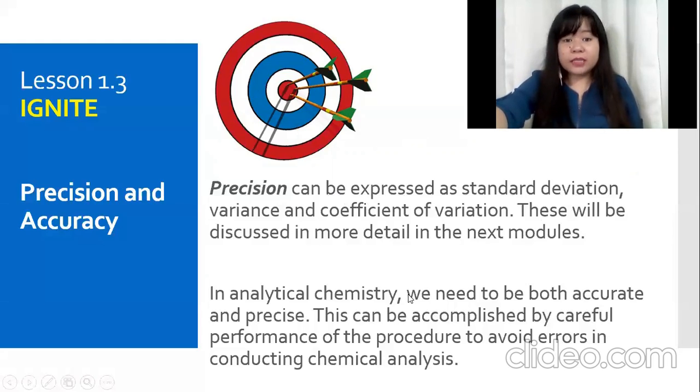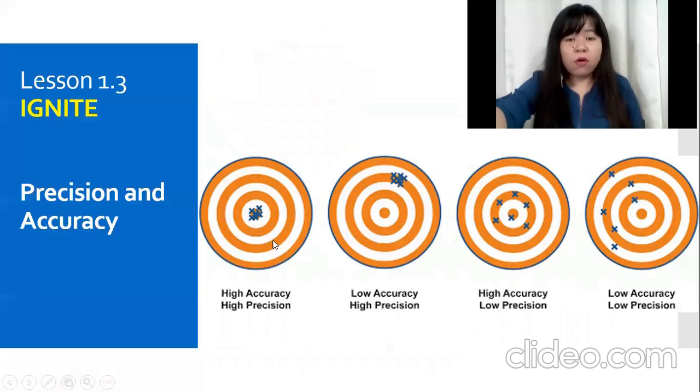So let me just emphasize that in analytical chemistry, we need to both be accurate and precise. This can be done by careful performance of the procedure to avoid errors in conducting chemical analysis. So here's a summary of the concepts of accuracy and precision. You may have seen this from integrated science. So the ideal situation is this. We would like our data to be of high accuracy, and they also should be sufficiently close to each other so that they have high precision.